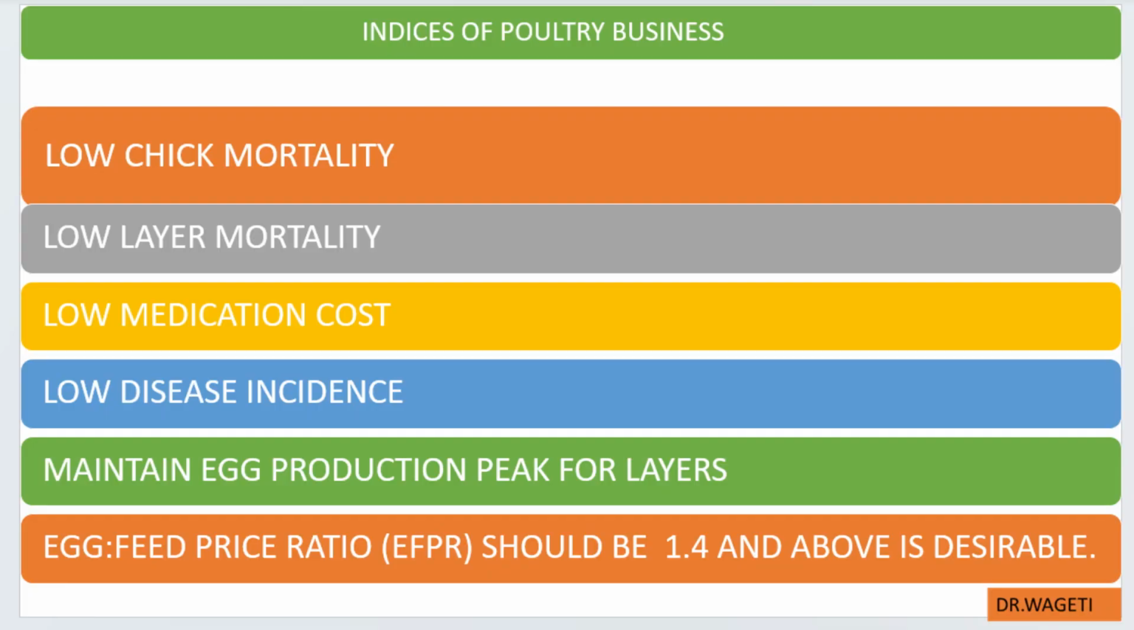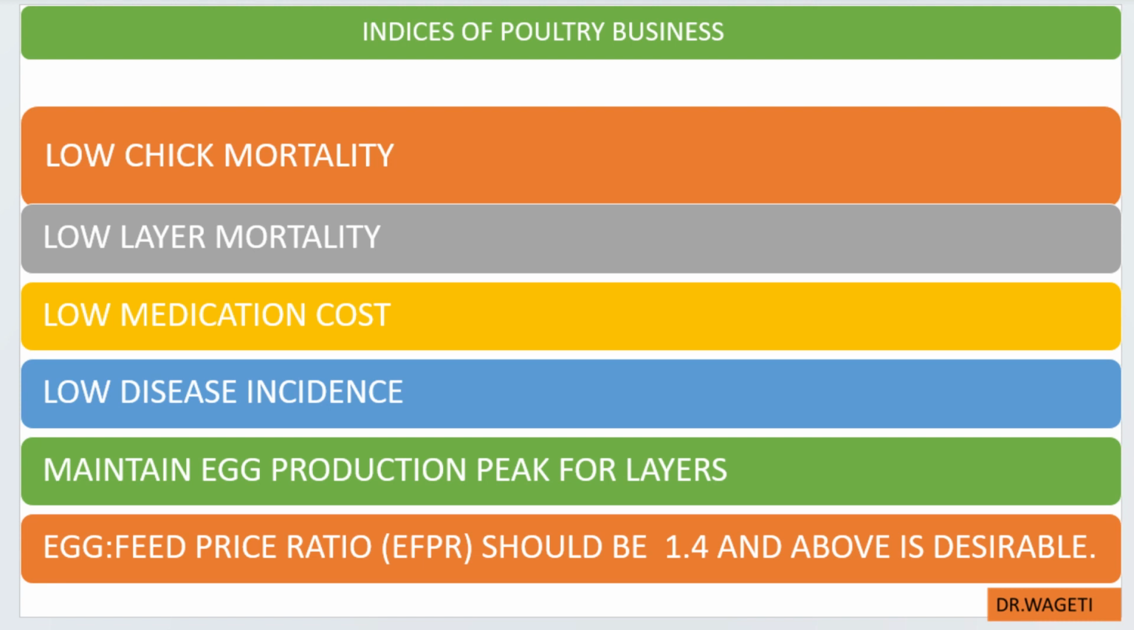And these are indices of poultry business. Once you go into layer business, these are your indices. Number one, low chicken mortality if you are brooding. There should be low chicken mortality, low layer mortality. Then there's no mortality in your laying. Low medication cost, low disease incidence. Then maintain egg production peak for layers. These are indices if you are in business.